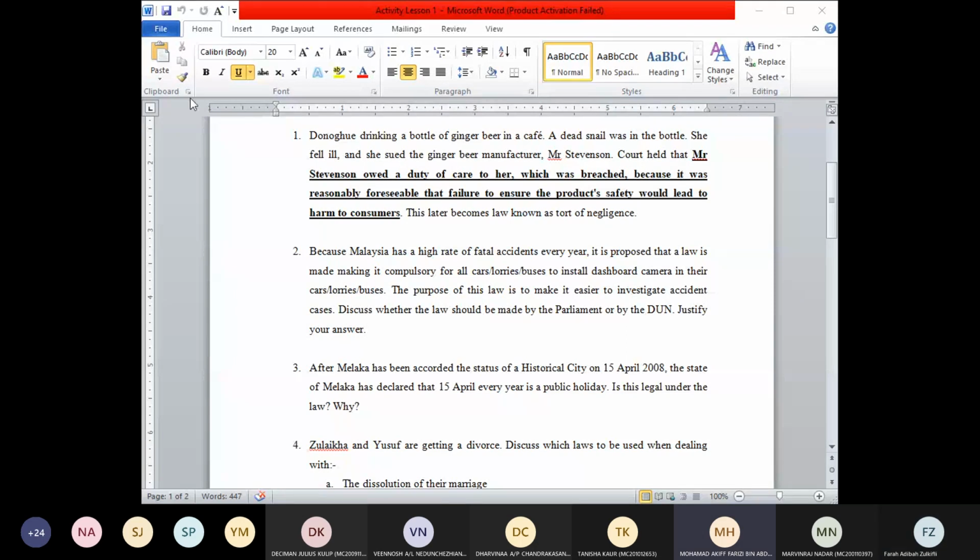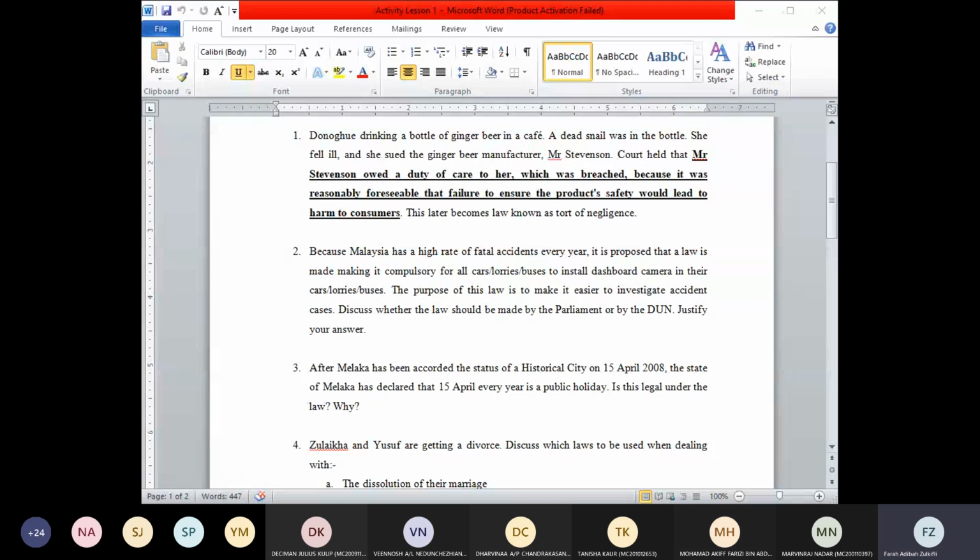So if it's legal for Malacca, that means it's also state law, but at the same time it's the federal constitution. Miss, I'm a bit confused about the answer for this.